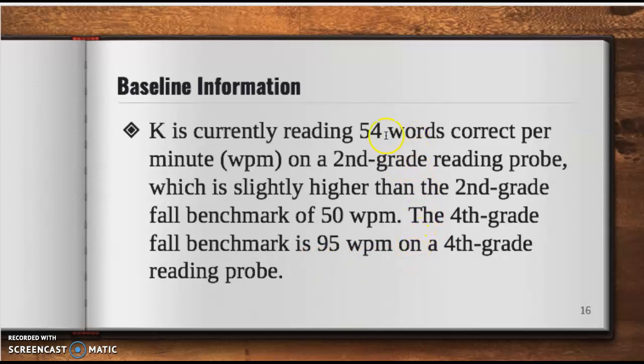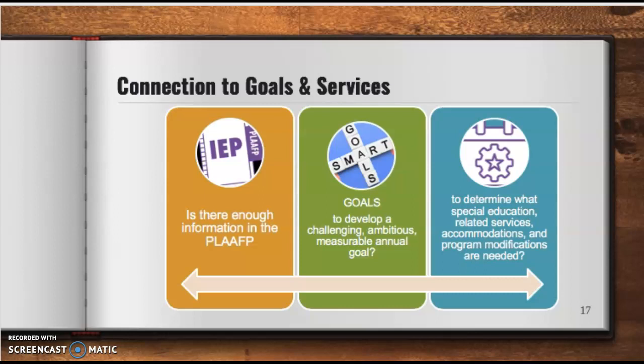So this specific measurable information can help you create that goal, because if he's reading at 54 at a second grade level, then you could probably create a goal for him to start increasing those words per minute. So do we have enough information? We have enough information now to write the PLAAFP, which I'm going to be showing you in another video. And based on that PLAAFP, you are able to write the goals and determine what services he needs. So thank you for listening.